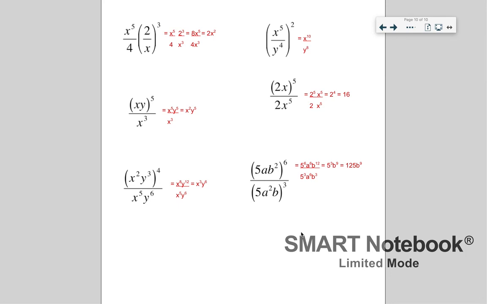Notice that the a's, all of them will divide. Anything divided by itself is 1. So the a's divide to be 1. They're all gone. And then I'm left with b to the ninth, and I simplified 5 to the third.